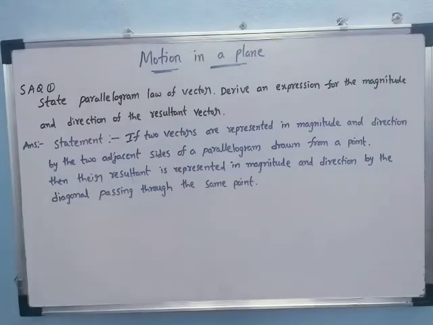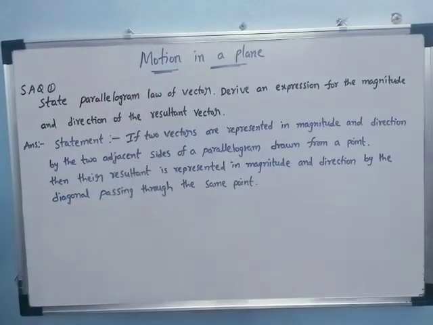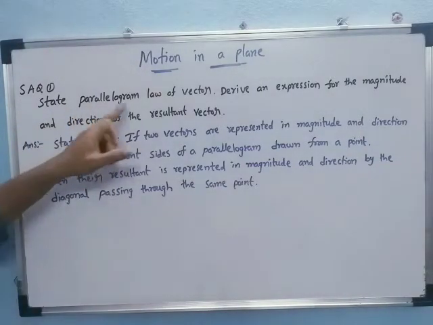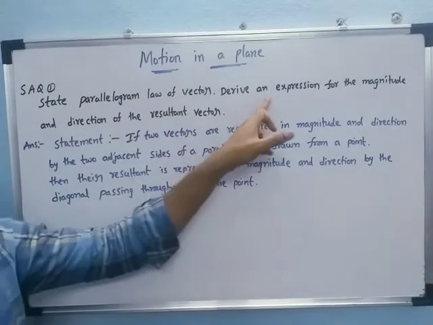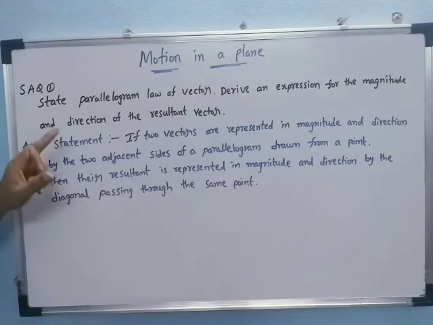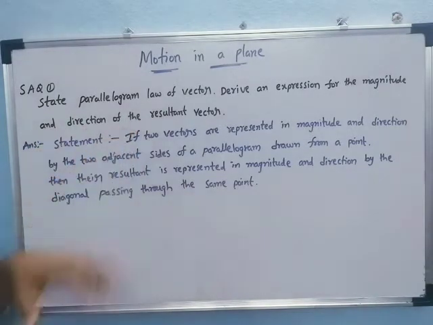We're discussing the chapter Motion in a Plane, the SAQs, the short answer questions. Question number 1: State the parallelogram law of vectors. Derive an expression for the magnitude and direction of the resultant vector.